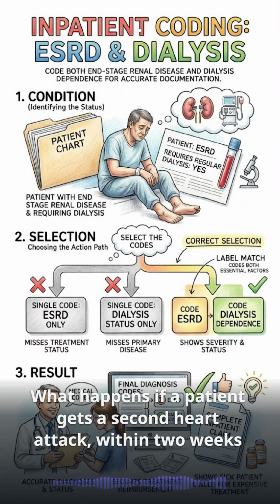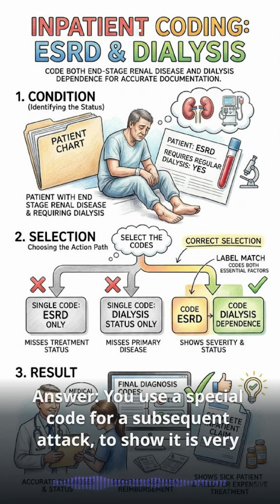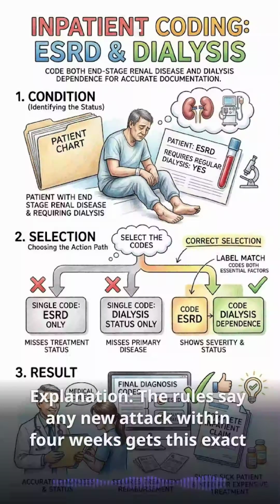41. What happens if a patient gets a second heart attack within 2 weeks of the first? You use a special code for a subsequent attack to show it is very new. The rules say any new attack within 4 weeks gets this exact subsequent number code.